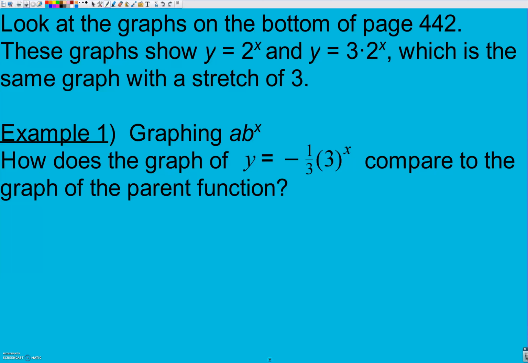So in example 1, it says, how does the graph of y equals negative 1/3 times 3 to the x power compare to the graph of the parent function? Well, we're going to start with our parent function, y equals 3 to the x power. Okay, when we look here, the negative is going to be a reflection. And because it's the whole function, it's going to be over the x-axis, which means it's going to reflect it this way.